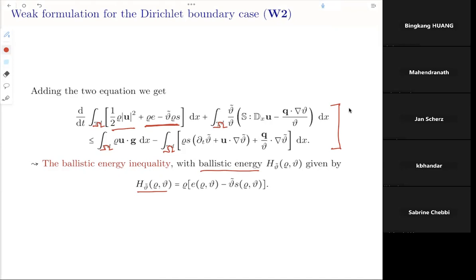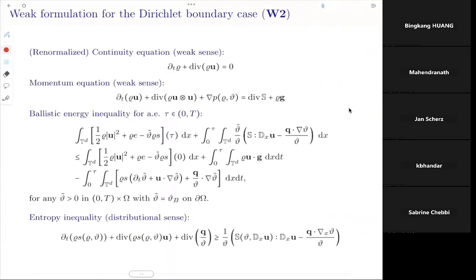So this motivates us to consider, instead of the weak formulation based on the energy inequality, the following weak formulation. We consider the continuity equation in the weak sense. We consider the momentum equation in the weak sense. Then we consider this ballistic energy inequality for almost every t. Sorry, I made a mistake here, there is no tau d. Everything is in omega. Sorry for this. And we have this ballistic energy inequality for this set of any extension.